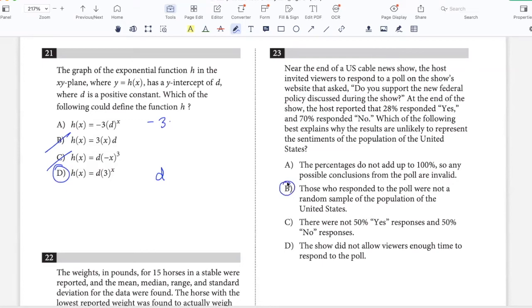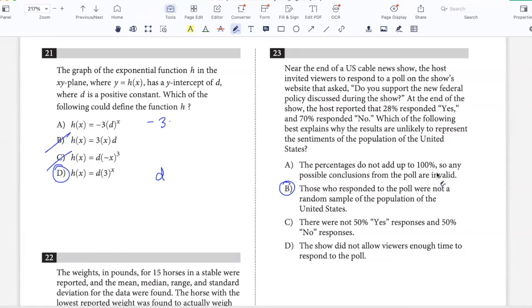So it's B, right? Because this is only viewers of the cable news show. And even then, it is viewers who went to the show's website and responded. So this is a very select group. It's not random at all. So therefore, the results of the poll are not valid. It's not a random group.